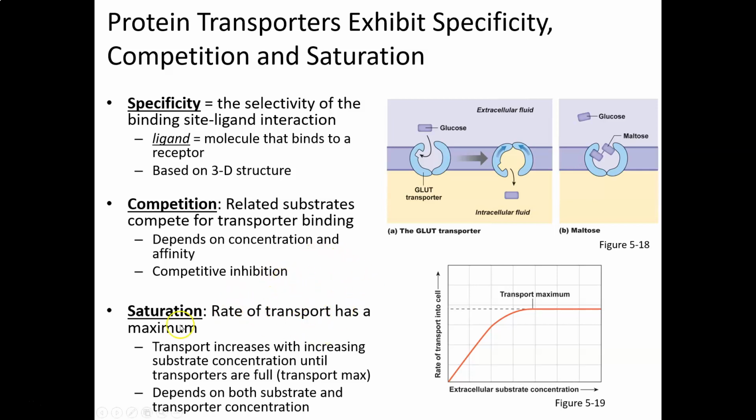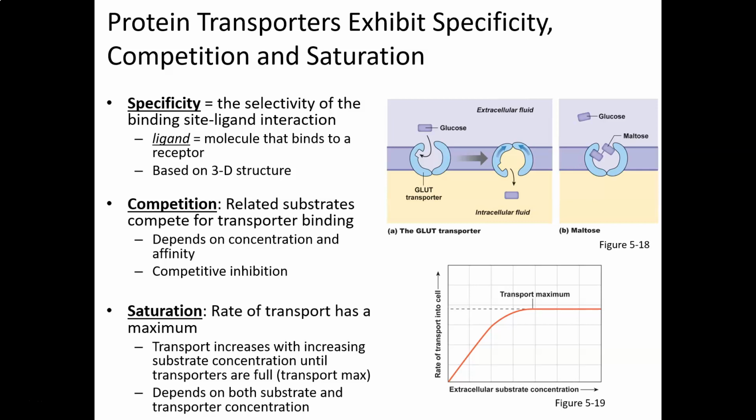The last point, which is very important because this has come up a couple times, is the idea of saturation. Saturation is the rate of what we call transport maximum. As long as you increase the amount of ligands, the transport rate will increase until all of the transporters, in this case facilitated diffusion transporters, are full. Once they're all full, and we've reached what they call 100% saturation, we can't go any faster because everything is full right now. And so it depends on the substrate and the transporter concentration.